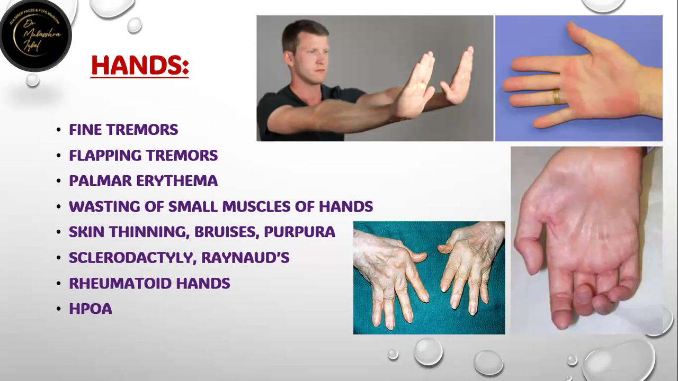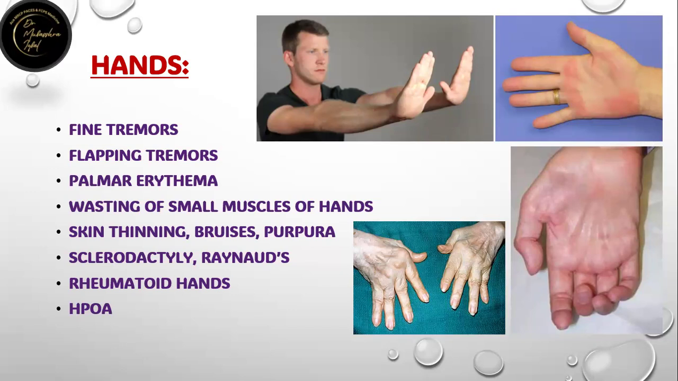Palmar erythema, again, will give you a clue that it might be a case of rheumatoid arthritis, or even in a respiratory failure, patient can have palmar erythema congestion. Then you will look for wasting of small muscles of the hand. This wasting is mostly present in case of pancoast tumor whenever there is involvement of C8 T1.